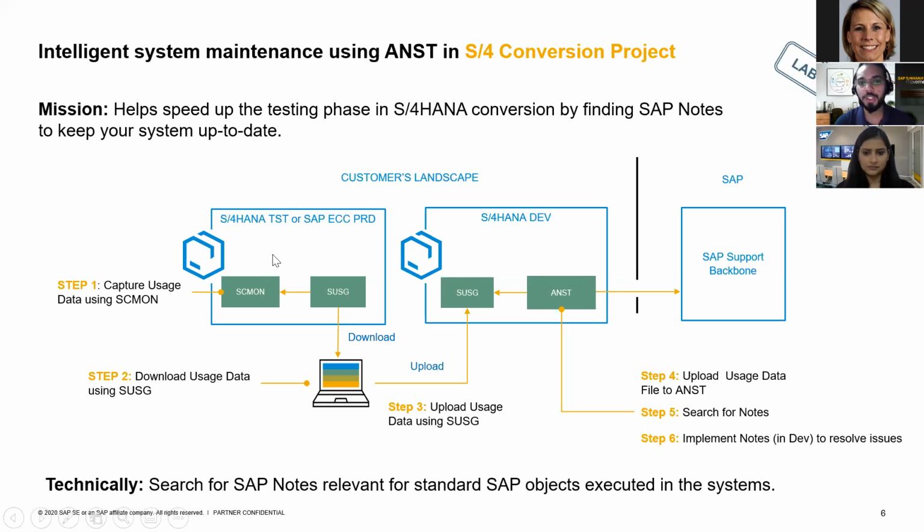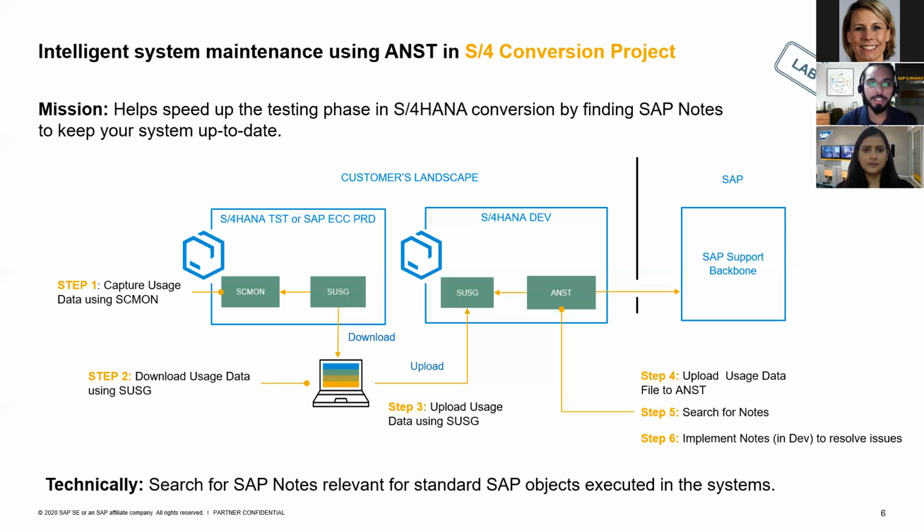So we have the test and production landscape, and then we have a dev landscape. We will always have the usage data in the SCMON. The customers have to enable the SCMON in order to get the usage data, and this usage data will be huge. It can be for years, for months, or even for several days. So this will have all the object information that has been processed during a particular time.